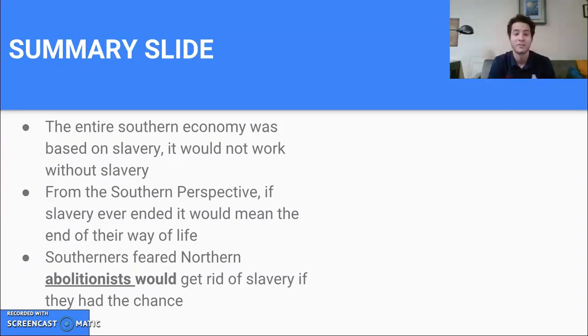Second bullet point: from the Southern perspective, if slavery ever ended, it would mean an end to their way of life. The Southern way of life would go away. All the normal institutions that they had would go away if slavery ever disappeared. And that leads us to the third one. Southerners feared that Northern abolitionists would try and get rid of slavery if they were ever given the chance.